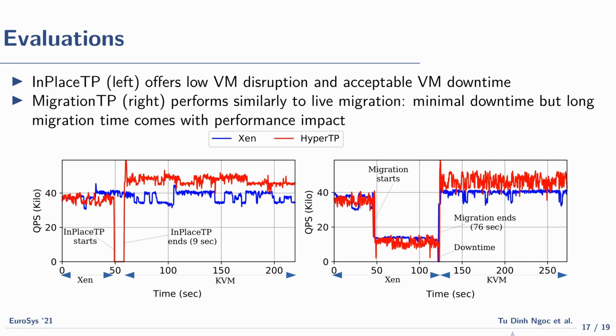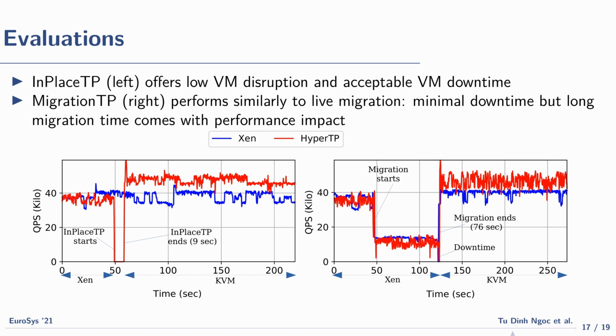On the right side with migration TP, you can see that regardless of whether you're doing Xen to KVM or normal Xen to Xen migration, the performance is the same. In this case, the Redis server had bad performance for 76 seconds, as well as a short period of downtime before everything goes back to normal.